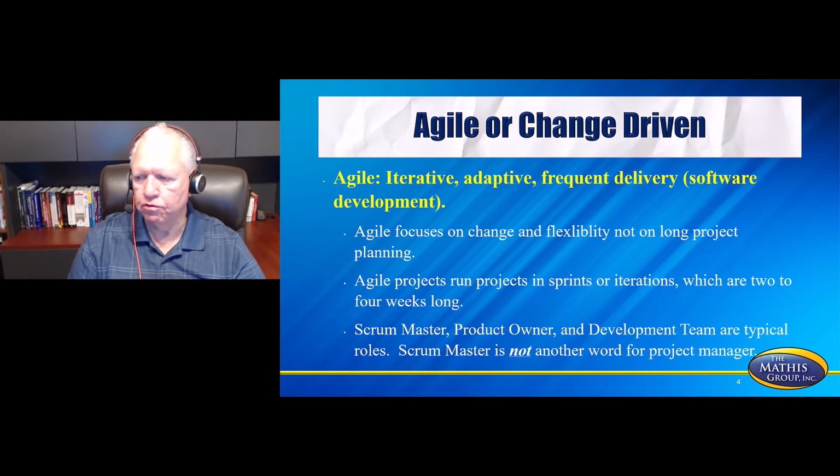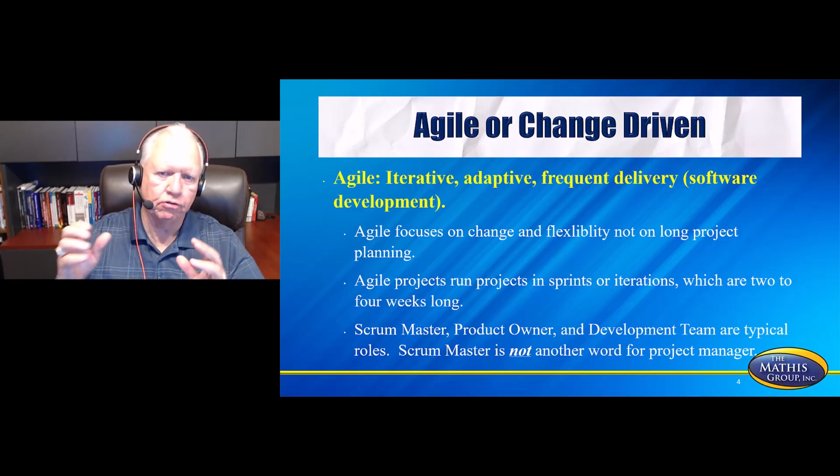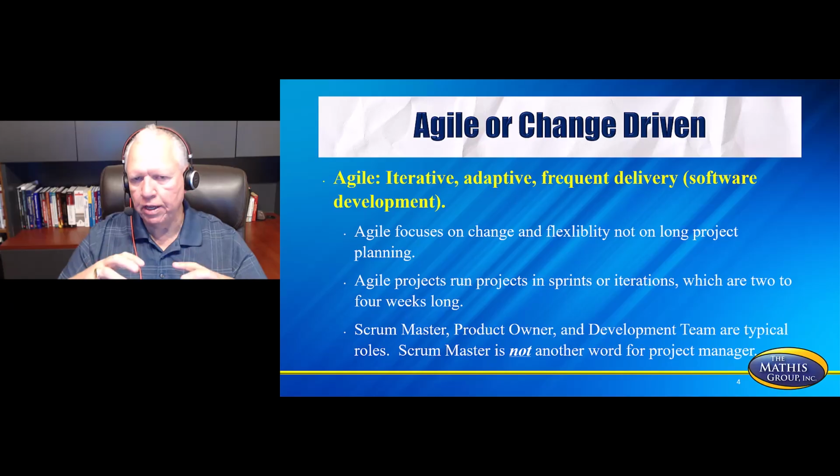Let's look at the agile side, change driven. It's iterative, adaptive, with frequent delivery. Software development is a good example of this. In agile, you're running things through short sprints, so it focuses on change and flexibility, not on long project planning. You're not going to have a huge monstrous plan that you spent 7 months planning. That's not going to happen. It runs projects in sprints or iterations of 2 to 4 weeks, and at the end of each sprint, you're handing that off to the customer.